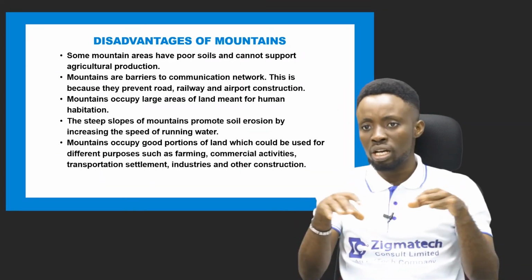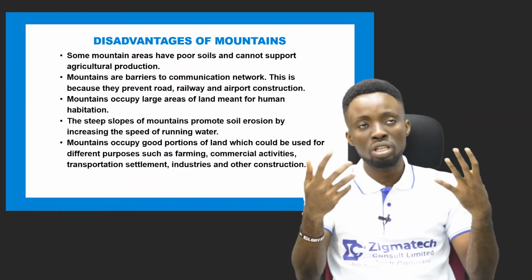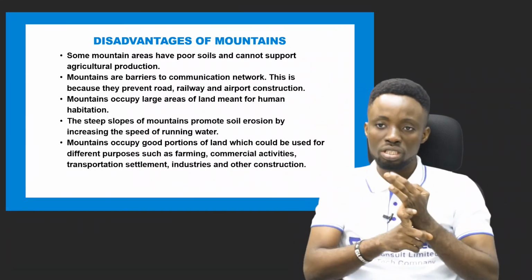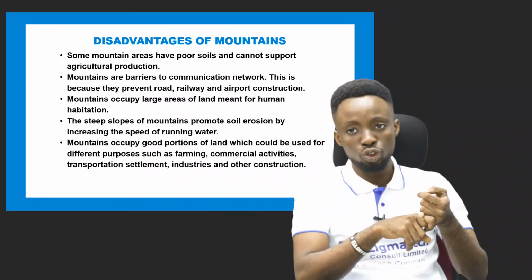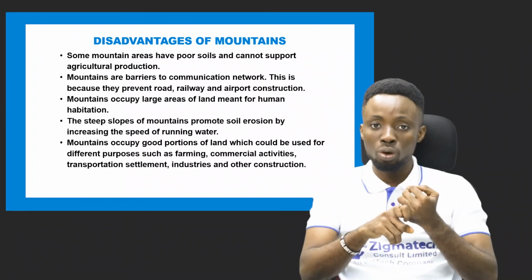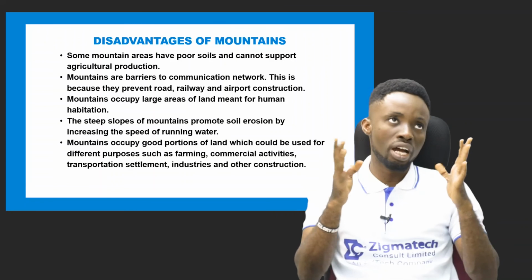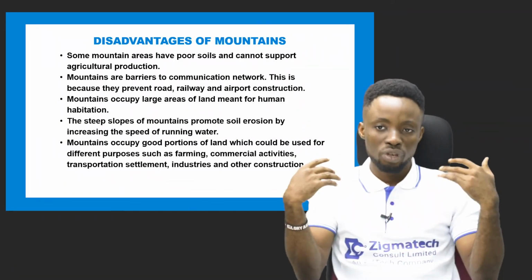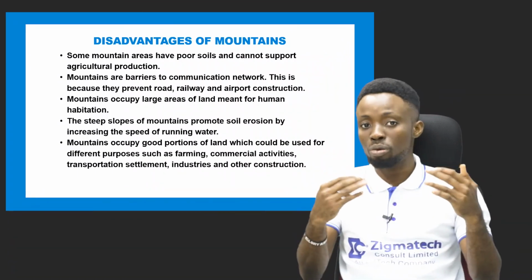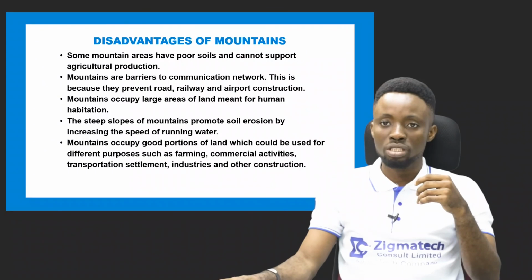Mountains also occupy large areas of land that human beings are supposed to settle or live on. And also, the steep slopes of a mountain will lead to soil erosion in the surrounding lowlands. And mountains occupy a very large portion of land that we can as well use for agriculture, for our commercial activities, for transportation and settlement.